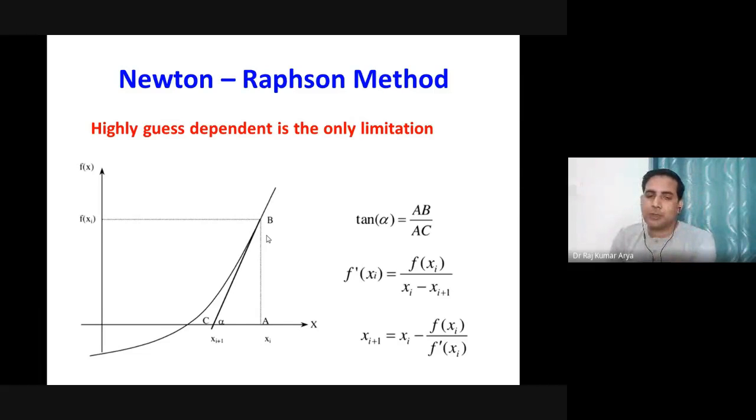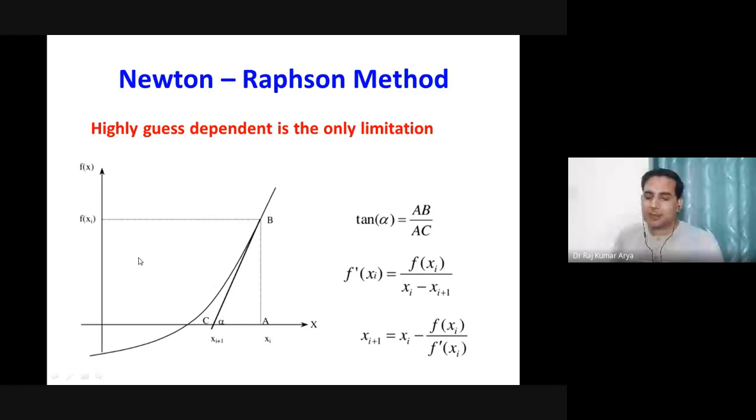So that's what I wrote here, highly guess dependent. This is the only one. If your guess is perfect, no doubt at a very fast rate you will get a root. But if the guess is not correct, then you may not get the root also. But in the previous ones, you will never fail. This may fail at some place. But its convergence rate is very fast here.